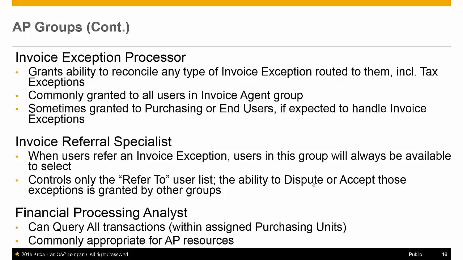Sometimes we also see this used on an approval flow as a catch-all. So if you have exceeded a very large dollar amount, or you've exceeded the number of approvers in a particular approval chain, sometimes financial processing analyst is at the end as a catch-all, just to make sure that somebody is pulled into the approval flow in those cases.